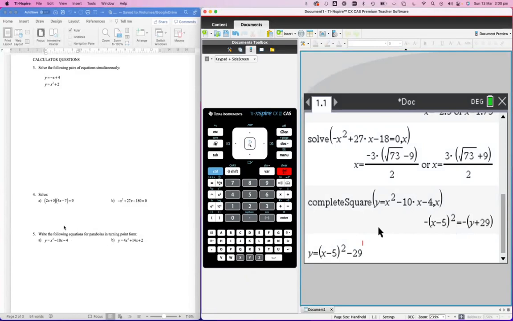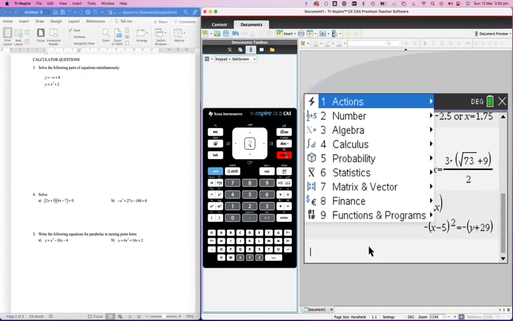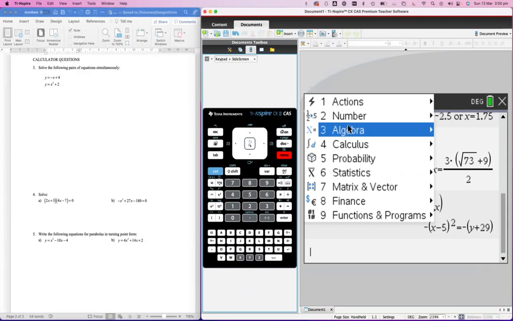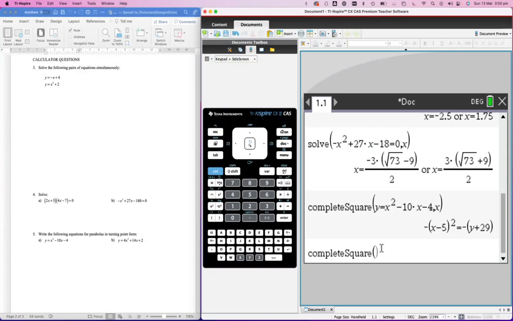Now you may decide with something like this that it's easier just to do it by hand. That's fine, and just using your calculator support. But I reckon if you did a few problems using completing the square, it would probably give you a good sense of how to do it. I'm just going to do the next one just to finish off the quiz.